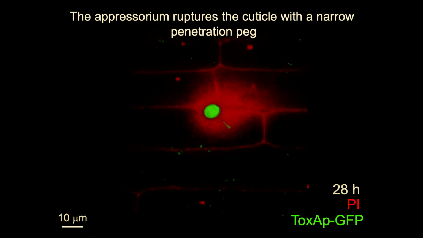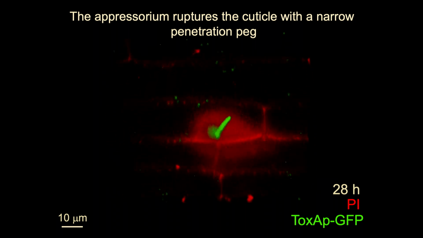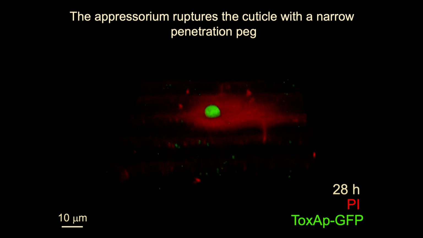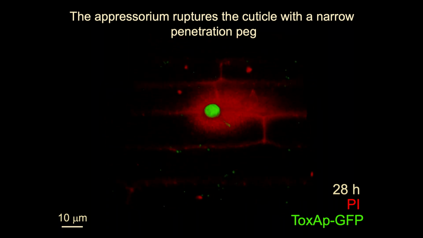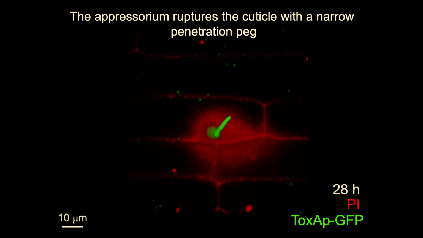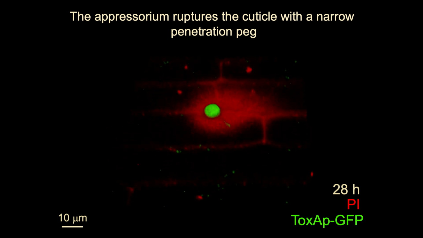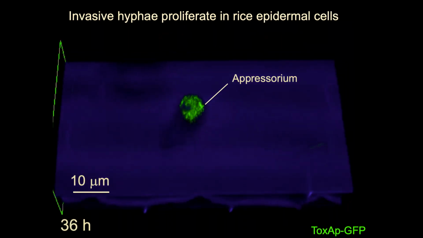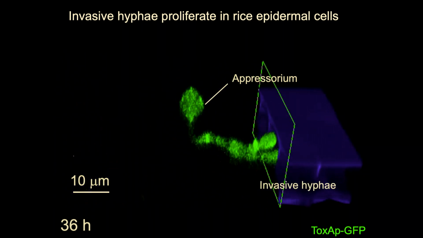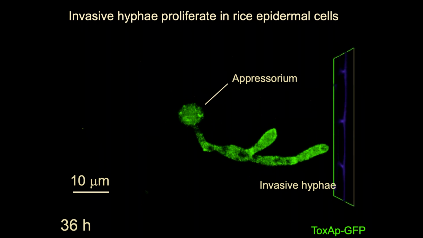Well, if we lift the appressorium and have a look underneath in a confocal image of a plant infection, you can see that the rigid penetration hypha has ruptured the cuticle and has now entered the underlying epidermal cell. But what it does when it does that is it will then immediately differentiate into a different growth form. And these are bulbous branched hyphae.